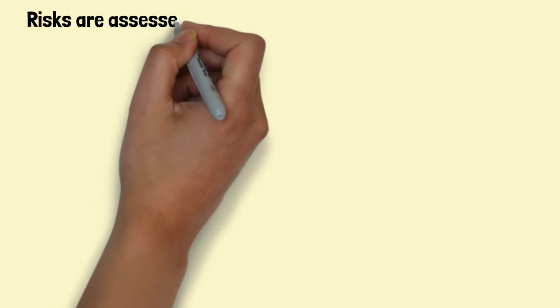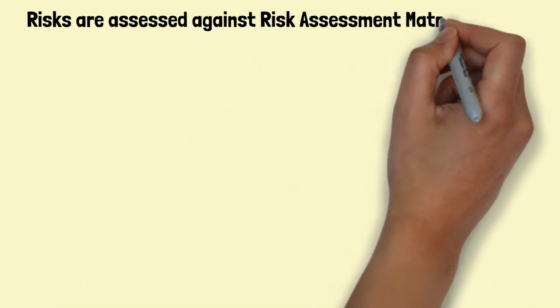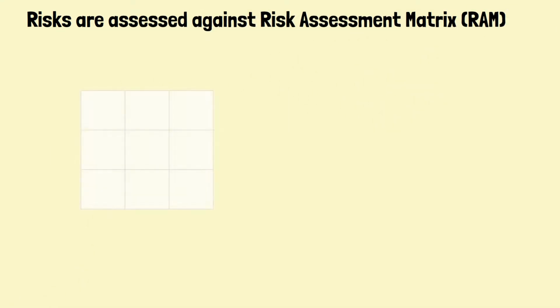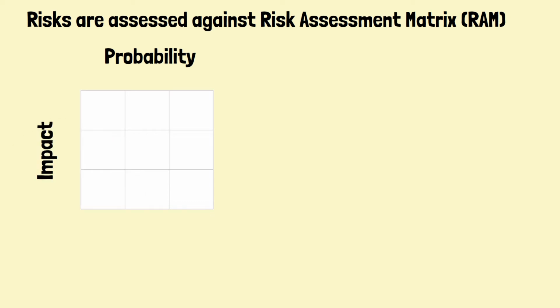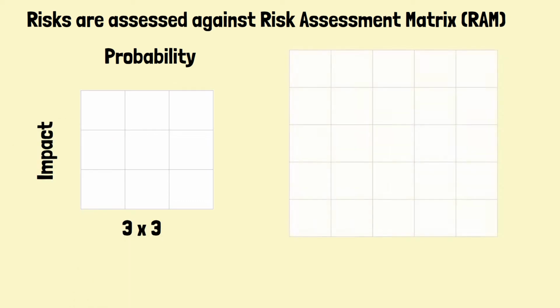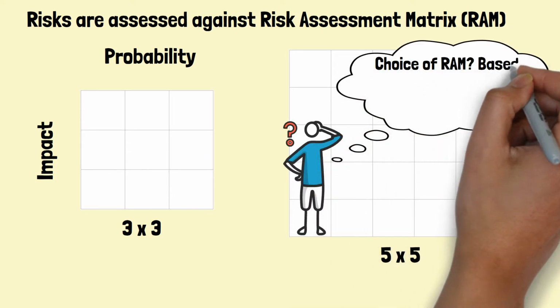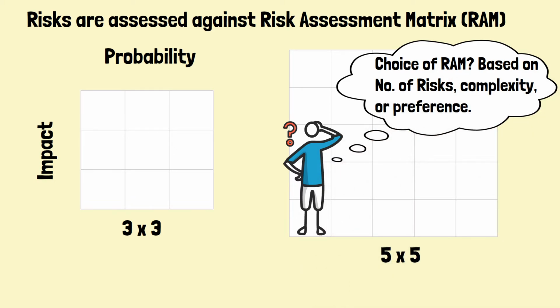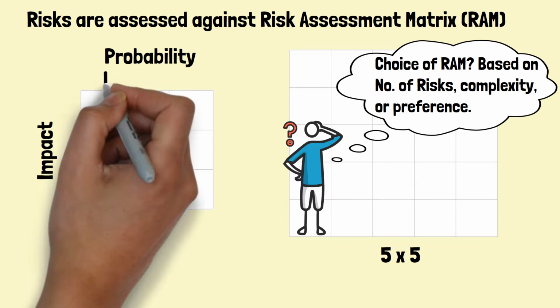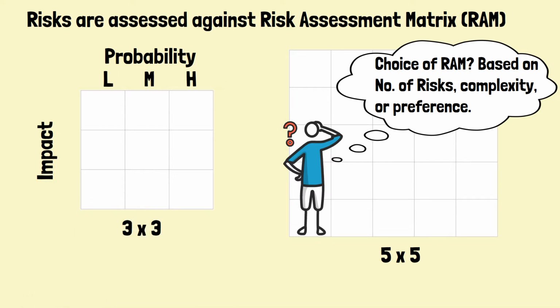Risks are usually assessed against a risk assessment matrix, which is also known as RAM. A RAM is a tabular format that has the two criteria, i.e. probability of occurrence and risk impact, as the column and row of the grid. The RAM size can be 3 by 3 or 5 by 5. The choice of RAM size is usually subject to number of risks, complexity of the scope, and preference of the project team. For each risk, its probability of occurrence and its impact can be assigned qualitatively, such as high, medium, and low, for a 3 by 3 RAM.